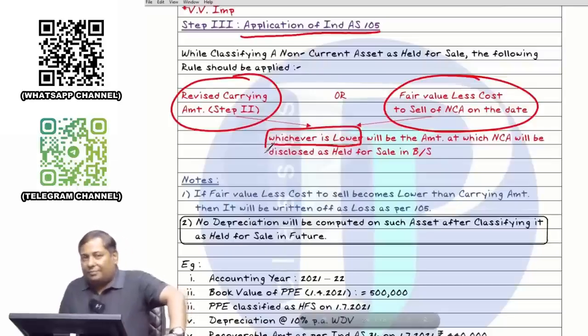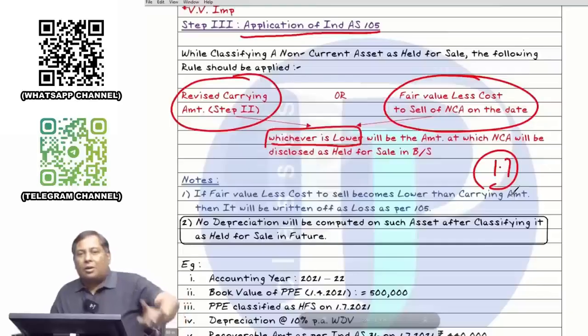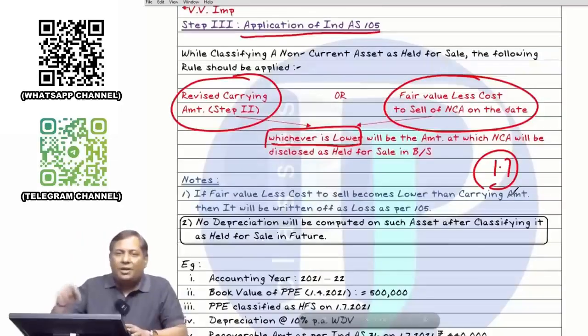Well, one more thing. On the Ind AS 17 example I took, on July 1st, when your asset is held for sale, depreciation stopped. Now there will be no depreciation on this asset, okay? The depreciation will be ceased. So, as soon as any asset reaches 105, its depreciation stops. No depreciation will be charged now. You have to keep this in mind.